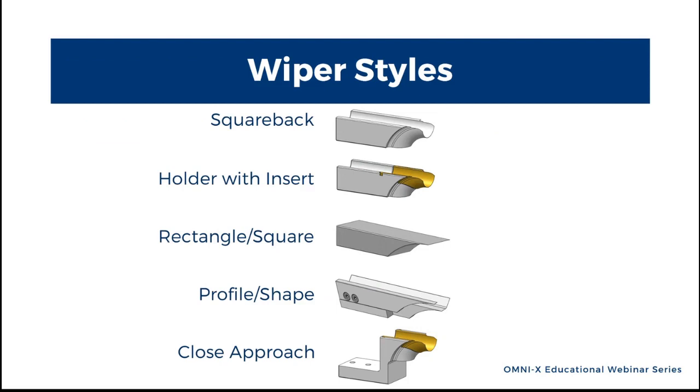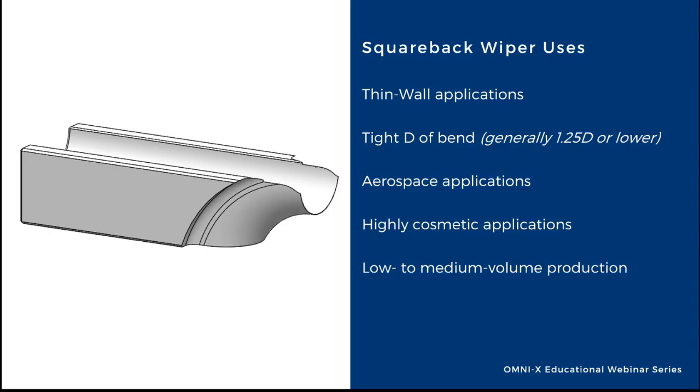Wiper dies are available in various styles: square back, holder with insert, rectangle or square, profile or shape, and close approach. We'll take a look at each wiper style in further detail. Square back wiper dies are used for thin wall applications, tight dia bend applications, aerospace bending, highly cosmetic applications, and low to medium volume production. For less than 2D bends, it's recommended to start with a square back wiper die while you optimize the process.